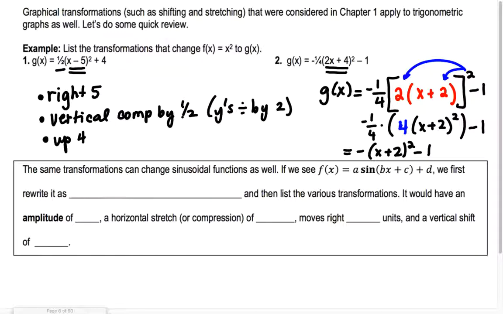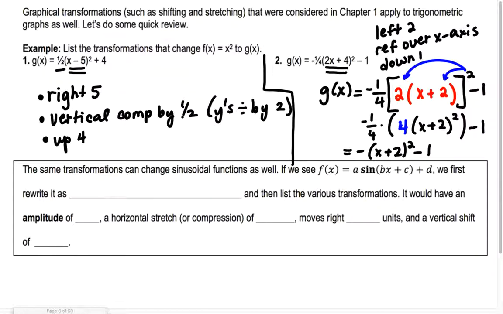So x plus 2, what do I do? Left 2. How about the negative out front? Greta loves transformations, apparently. Greta, go ahead. Reflection over the x-axis. And then the -1, down 1, exactly. So those are the 3 transformations.